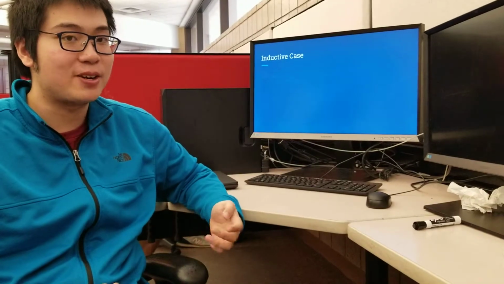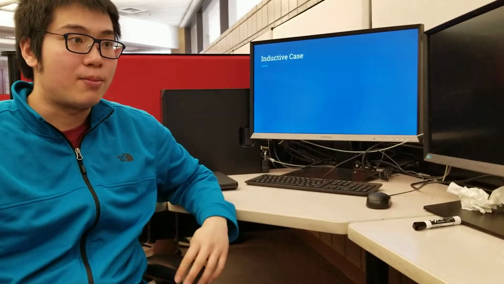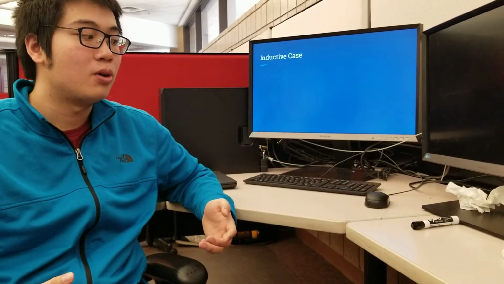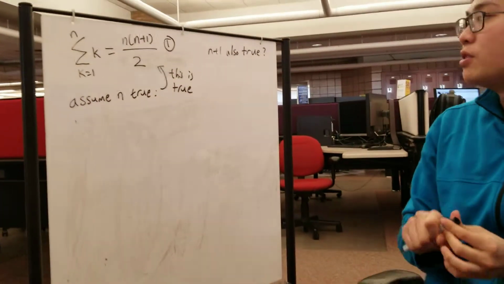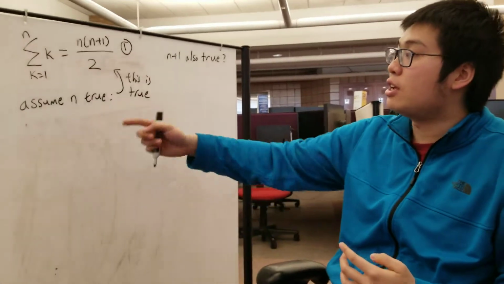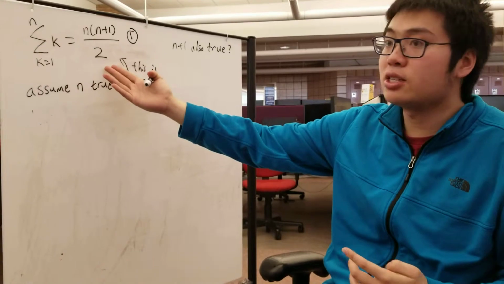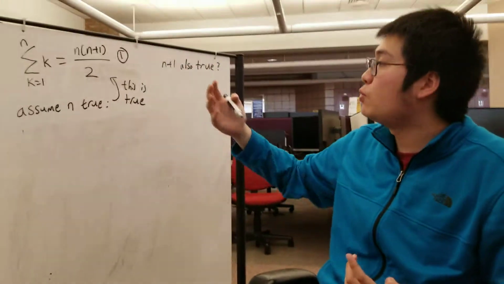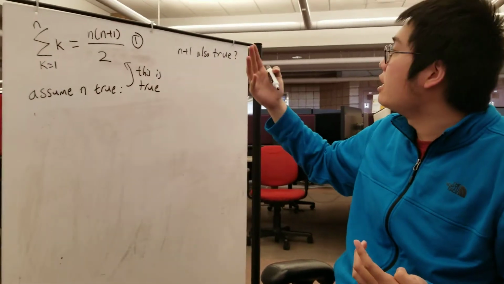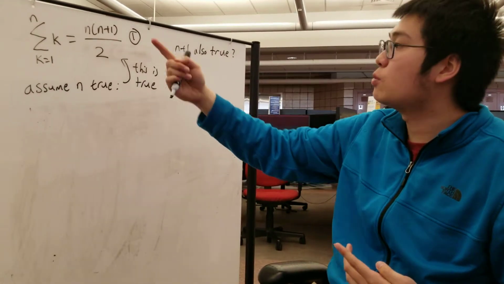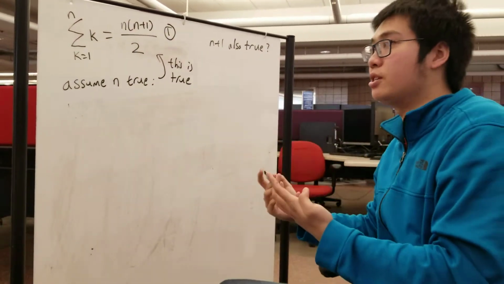Again, if you want to attempt this by yourself, go ahead, but the solution will be presented in 5, 4, 3, 2, 1. Okay, in this case the inductive step is a little bit more involved, so we're going to use the whiteboard over here. What you can do in the inductive step is assume that the equation given is true, which in this case it is. And what you want to show is that n plus 1 is also true. So usually you would sub in n plus 1 for n and show that expression is also true.